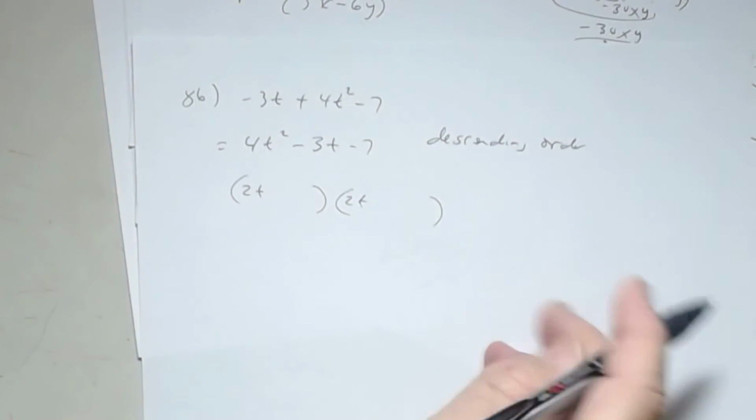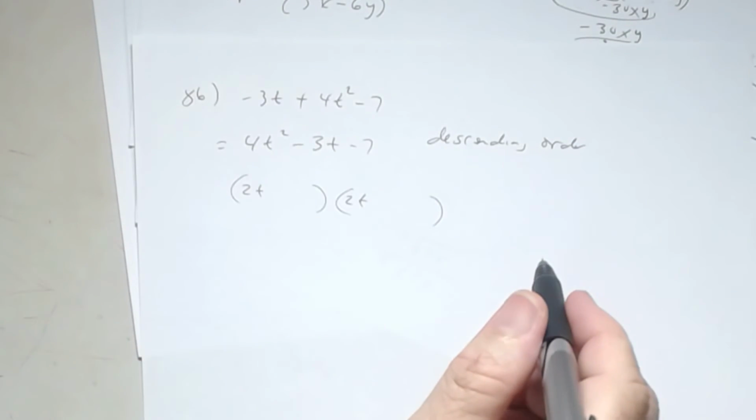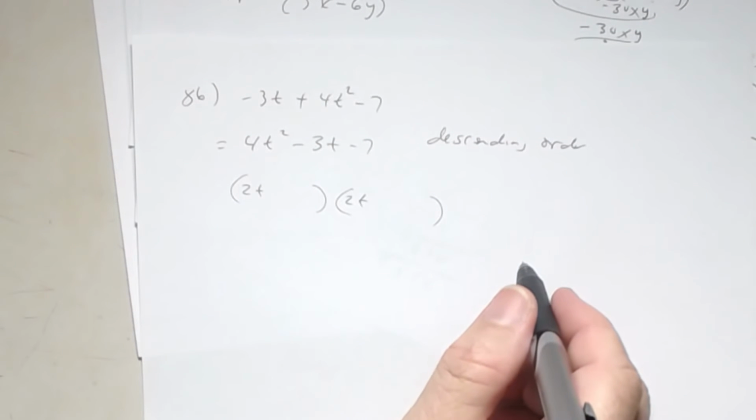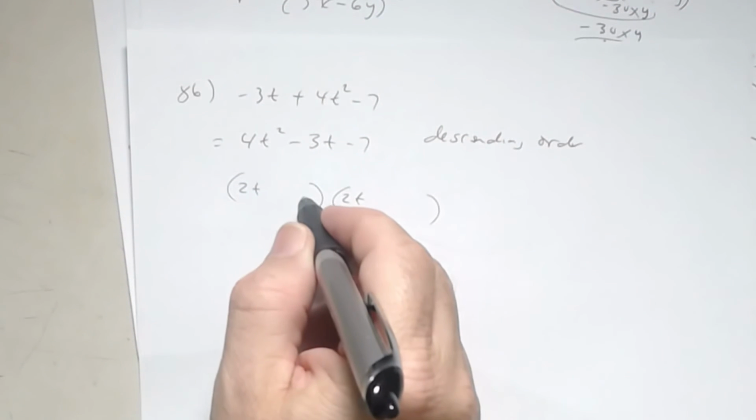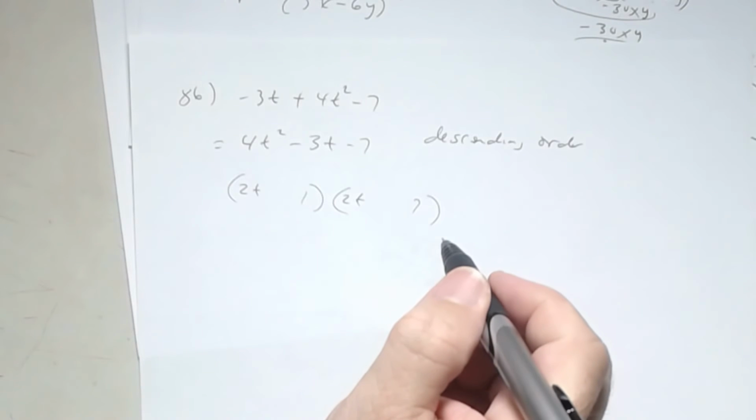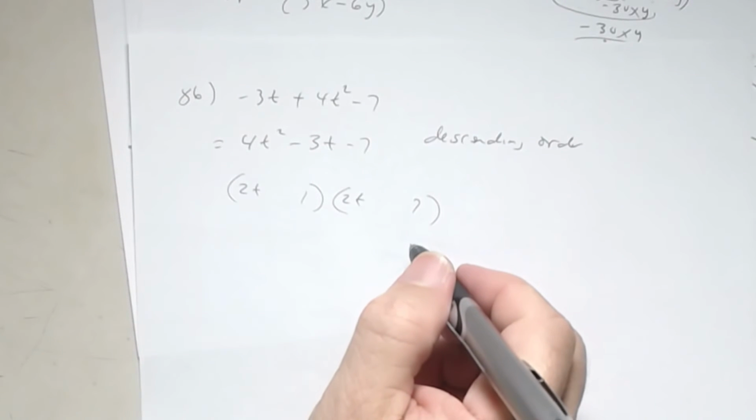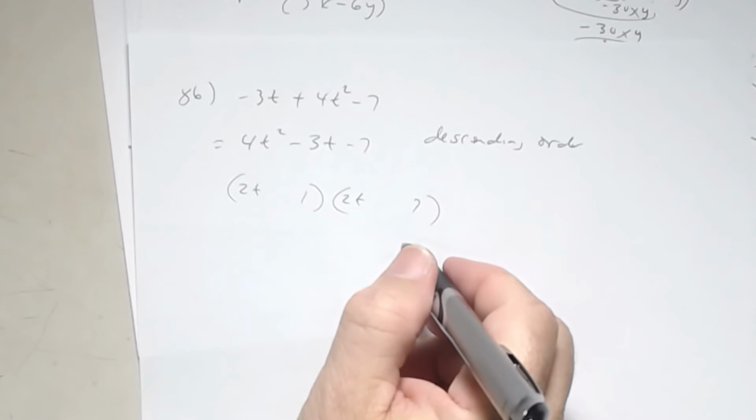And 2t. 1 is 7. That's the only possibility for 7. And it doesn't matter where you put it because these are both 2t's. So if you put the 1 here, the 7 there, let's see if it works. It's not going to work, is it? You see right away it's not going to work?